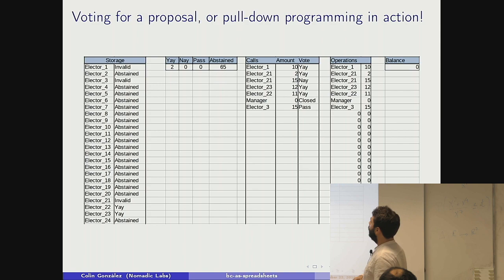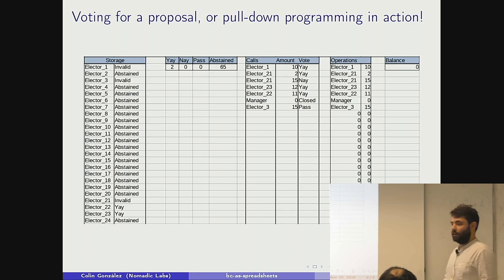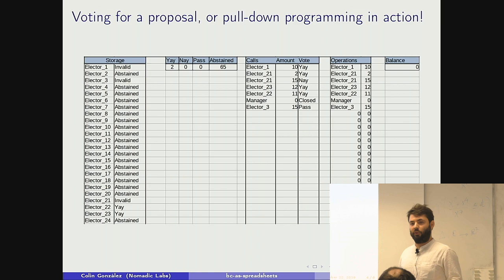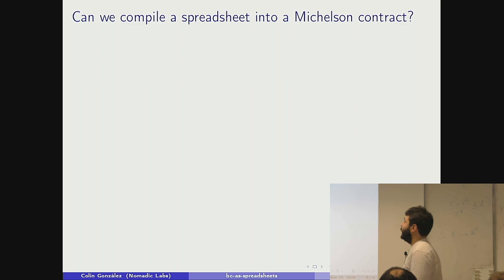What is great is that once we have defined how we want to compute the operations from the calls, we only have to pull the formula down to the bottom of the list, and the sheet. This is what we call pull-down programming, which is very familiar to many Excel users and users of other spreadsheets. And this is what we want to exploit. So the great question is, can we compile a spreadsheet into Michelson? And of course, yes, we can.